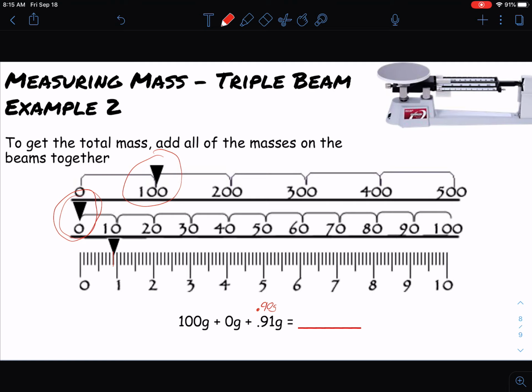To me, it looks like it goes slightly past, and because it goes slightly past, the same way we would read a meter stick, it's going to be 0.91, because this 1 here means it's slightly past the 0.9 mark. And it's 0.9, not 1.9, because it's before the 1. So your measurement, when you add them together, comes out to be 100.91 grams. Very important, don't forget your grams.